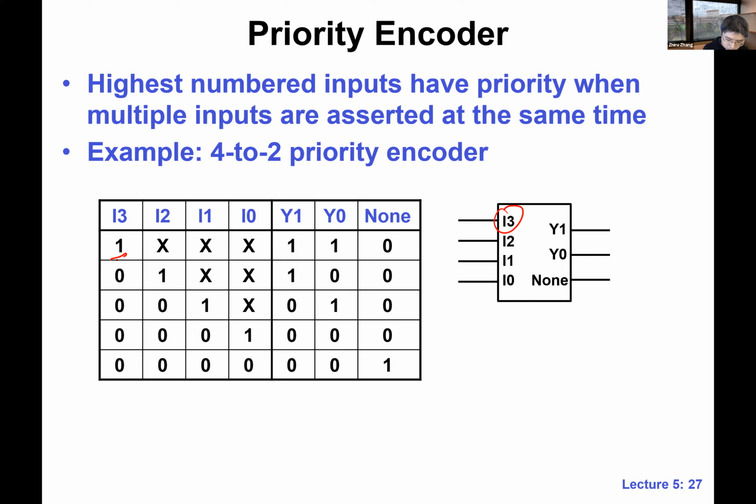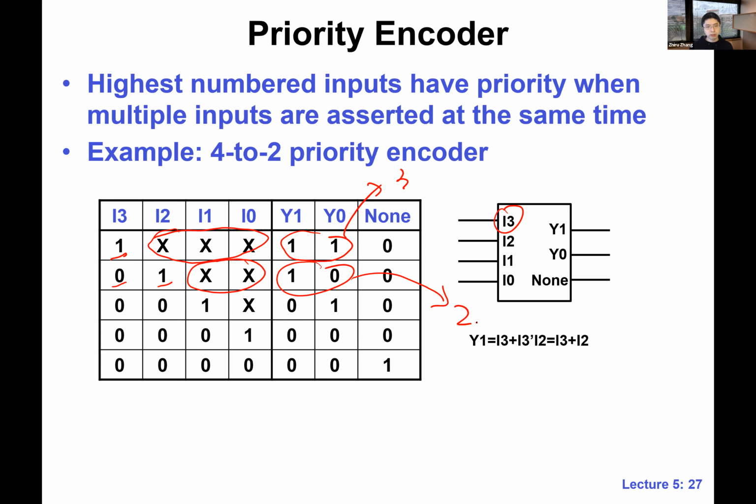And if you look at the truth table, the priority is reflected like this. When I3 is a 1, we have input don't cares here. Regardless of the other inputs, we don't care. So the output is going to be a 3. You're going to say, basically, input line 3 is hot. That's what the output is going to say. And if I3 is 0 and I2 is 1, again, regardless of the lower priority inputs, we're going to generate a 2. So that's a priority encoder.